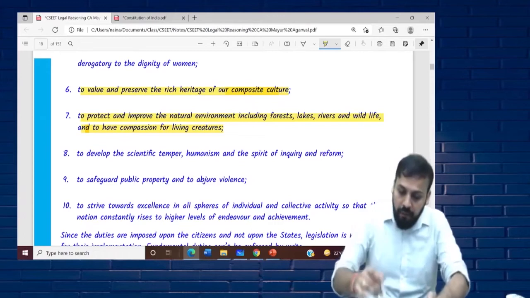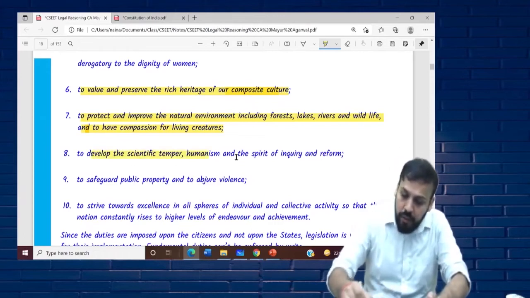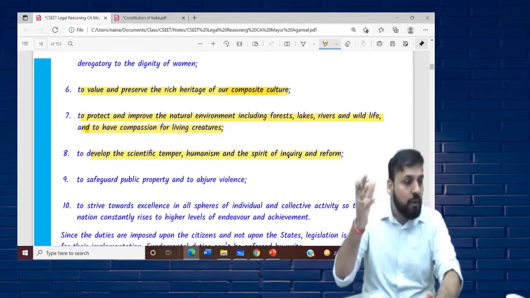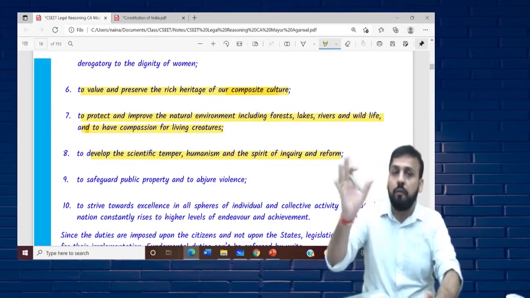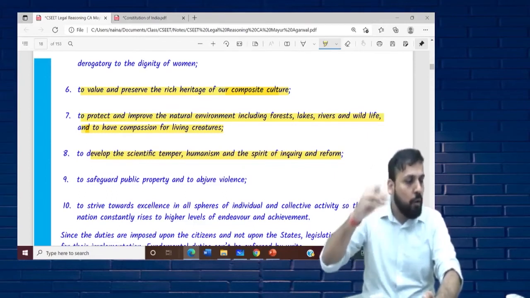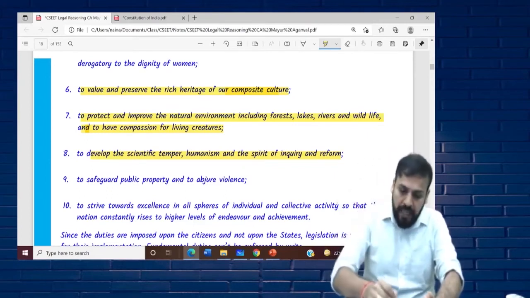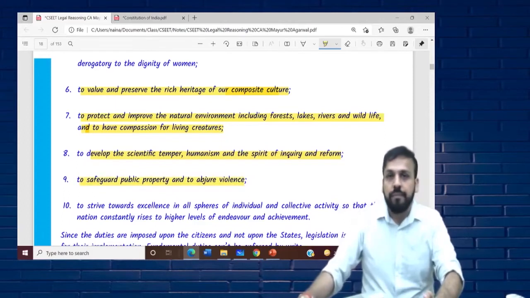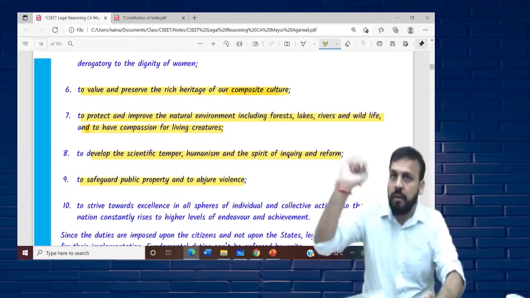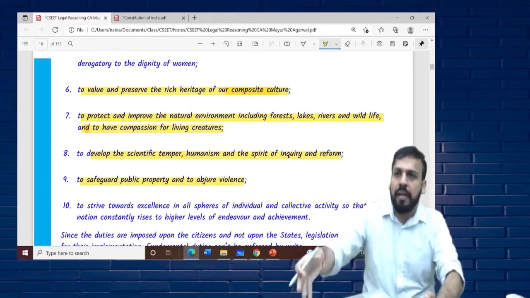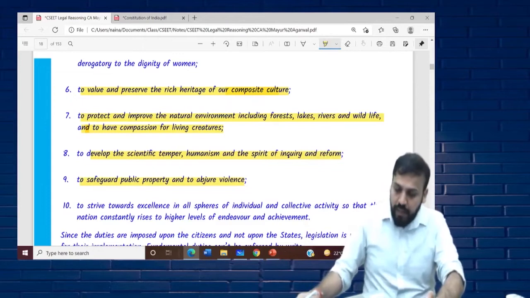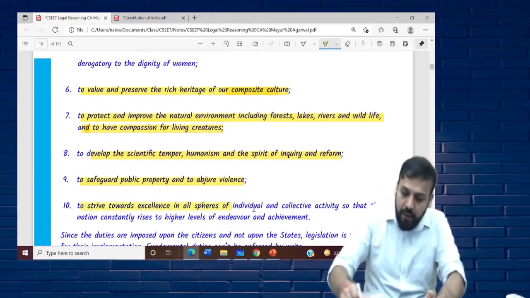Develop humanism and the spirit of inquiry and reform. Scientific temper. Think logically about what is happening. Don't just believe what you see in social media. Have your own thought process. Have your own way of inquiry. Protect public property. At a bus stand, people throw stones and hit the buses, but it is public property. Tax is being paid, and with that tax money, we are making that asset and working for the excellence of individuals.